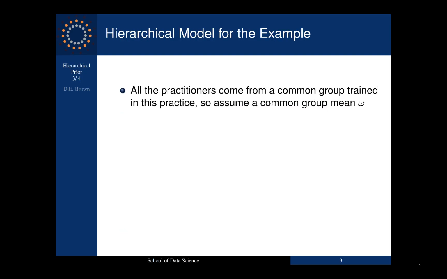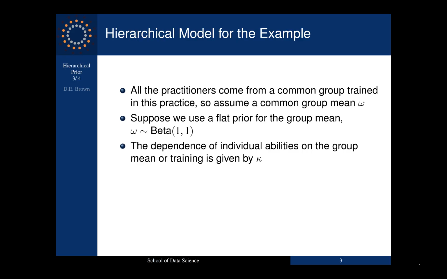To evaluate the results from the test, we'll use a Bayesian approach using what's called a hierarchical prior, and we'll see how that works here. We start by assuming that all practitioners come from a common group trained in this practice. And this, in fact, is a good assumption because that's true, they are all trained centrally for this practice. So that means that we can assume a common group mean, and we'll designate that mean as omega. We'll use a flat prior for the group mean. So we're going to put a flat prior on omega, which is a beta 1,1. And as you recall, beta 1,1 is flat.